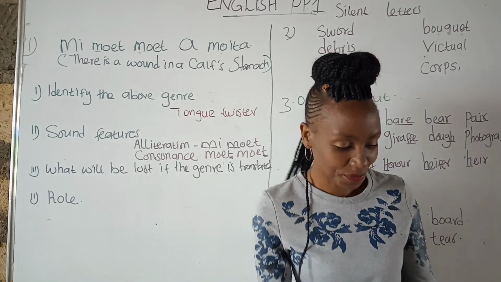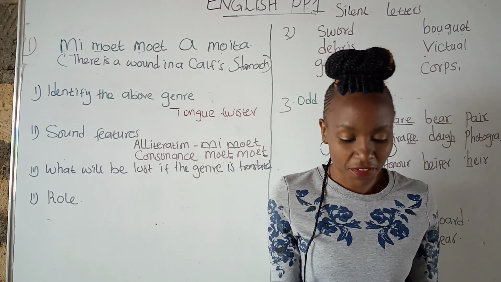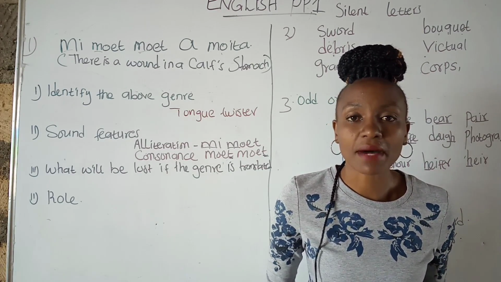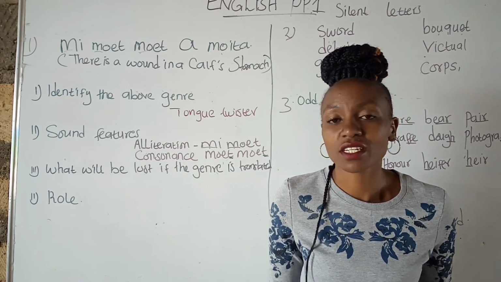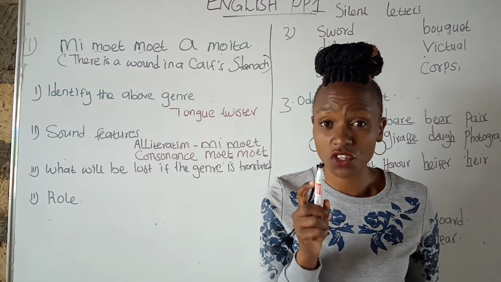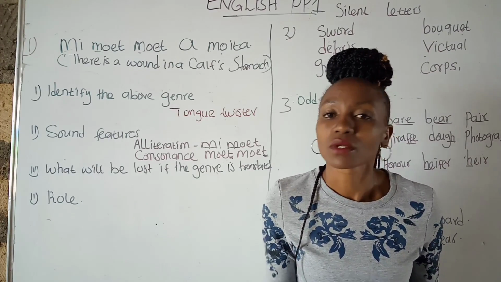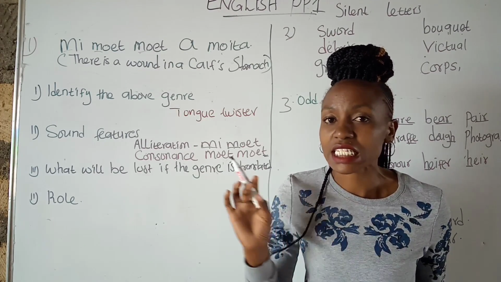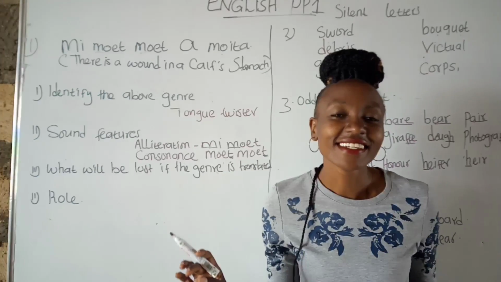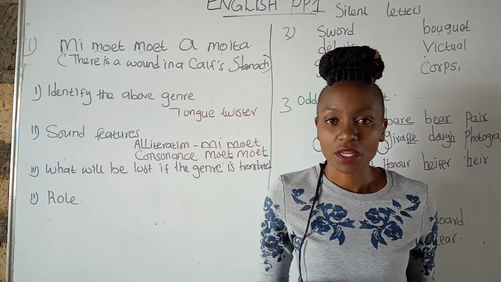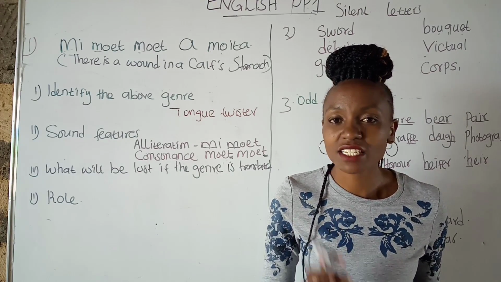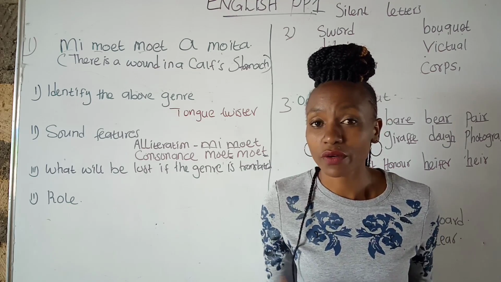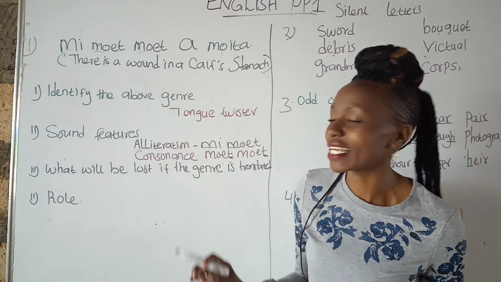And finally, give the function or the role of the above genre. Now we are going to give the functions of tongue twisters. They have many of them, but I'm going to give you 2, the most simple ones. They are used for entertainment. And number 2, they are used to teach pronunciation, or what we call pronunciation training.